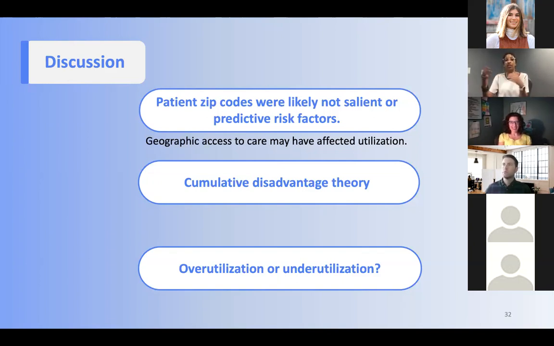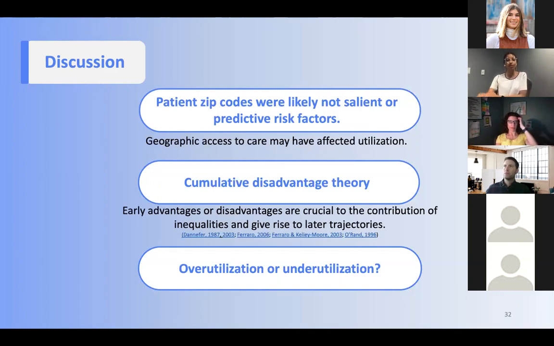Additionally, white patients made up a large portion of the low to moderate risk group, and they had very high rates of utilization. Second, cumulative disadvantage theory. This theory states that early advantages or disadvantages are crucial to the contribution of inequalities and give rise to later trajectories. So race and ethnicity and zip code are both early risk factors with the potential to shape long-term outcomes. The effects of these factors accumulate over time and over the lifespan. So this may increase differentiation and compound risk for certain demographics.